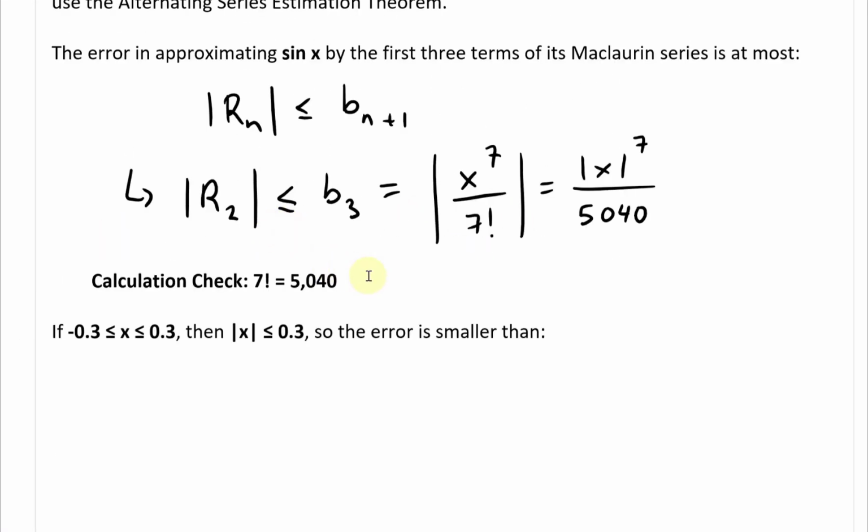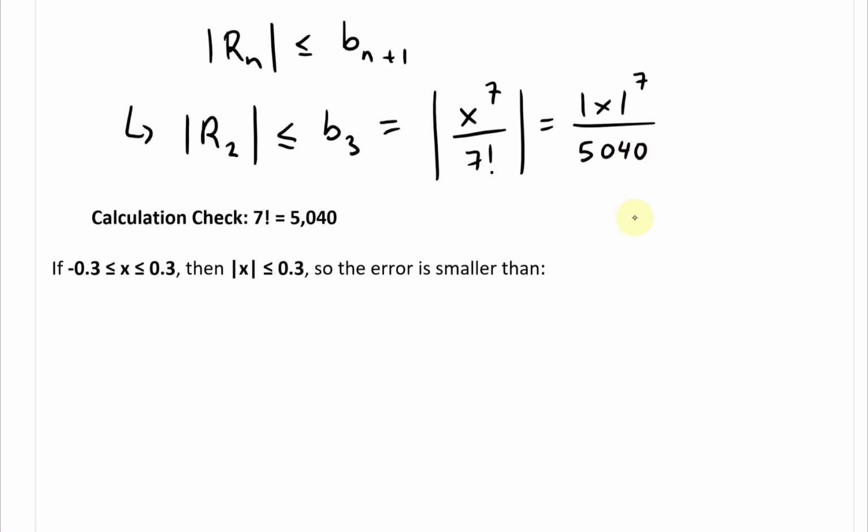Here's a quick calculation check, so just press space like that, 7 factorial using the OneNote calculator, so 5040. And now if x is between negative 0.3 and positive 0.3, then the absolute value of x is at most 0.3. So the error that this value can be is going to be smaller than basically this right here. I'm just going to write this fully: R_2 is going to be less than or equal to, and we're going to write this as 0.3, the absolute value.